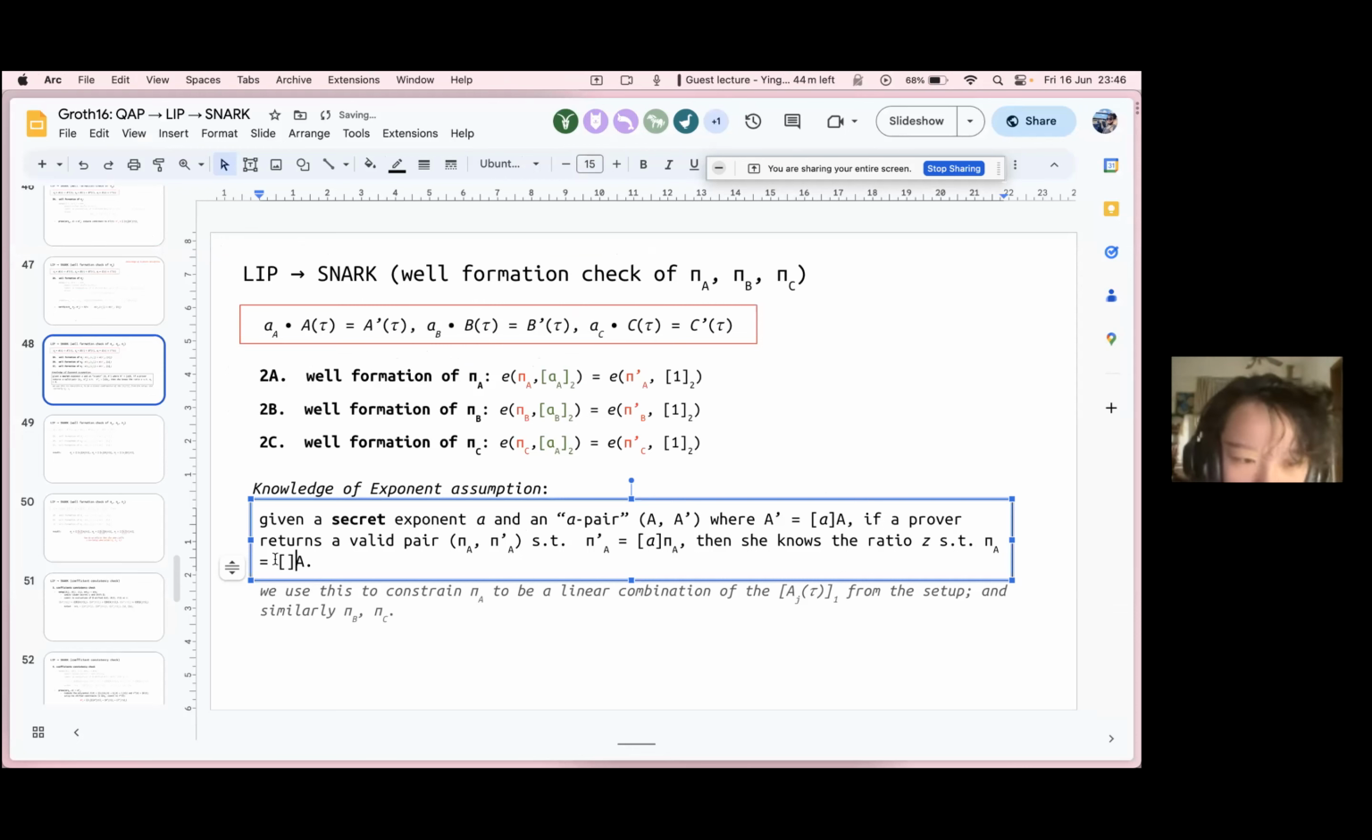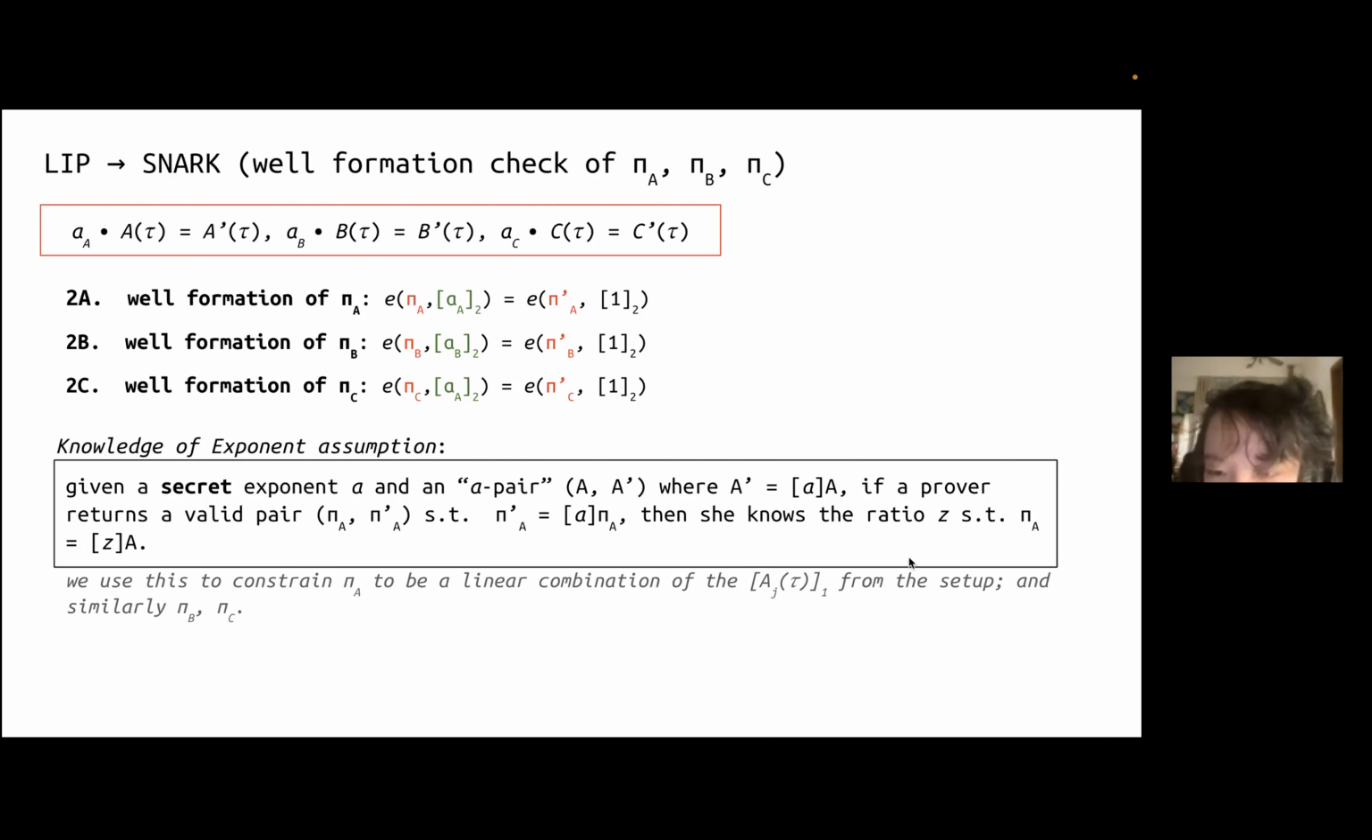My slides were very correct before I edited them live. Yeah, then you must know the ratio Z between pi A and A. So in other words, you must have applied the same ratio Z. Like pi A, pi prime A is just Z times A and A prime. Like you did just a very simple scaling of the original alpha pair. And that's the only thing you could have done if you don't know the secret alpha.